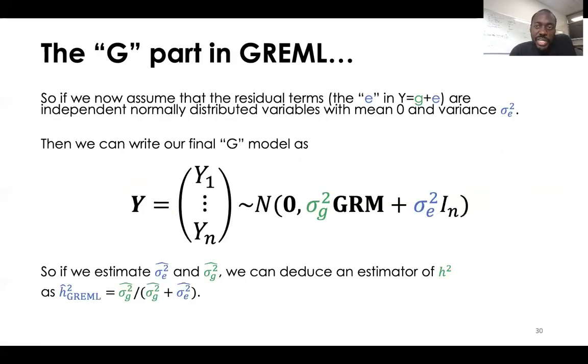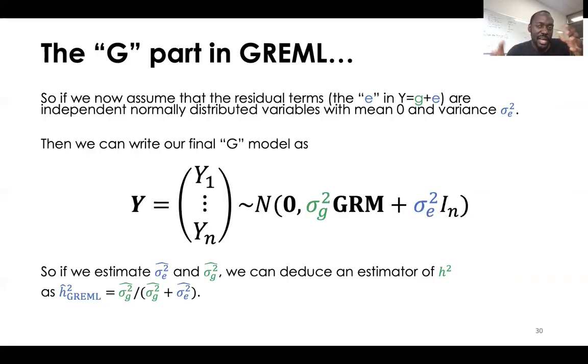We need another assumption, and the other assumption is about the residual part, because to be able to estimate a heritability, we not only need to estimate sigma squared G, but we also need to estimate sigma squared E, which is the variance of the non-genetic effect, or the environmental effect. And so what we're doing here is going through exactly the same reasoning as before, and we're assuming that for all individuals their residual values are normally distributed with a mean 0 and a variance sigma squared E.